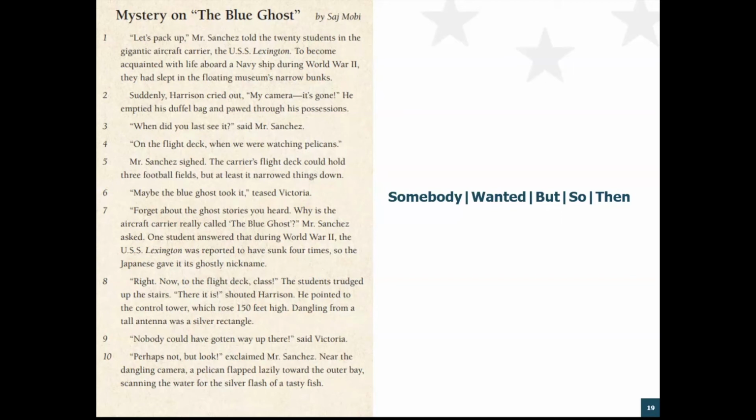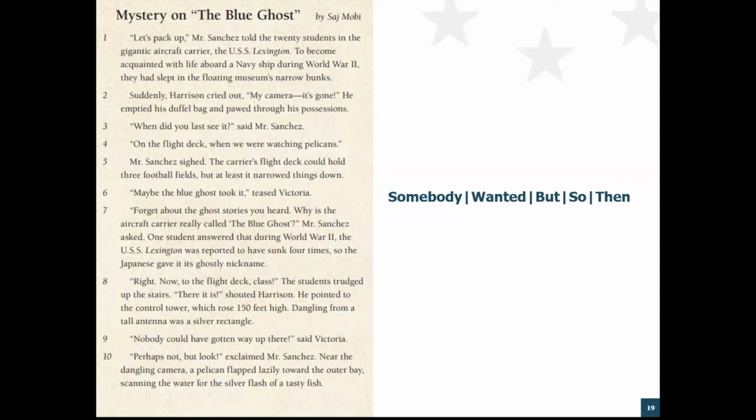Dangling from a tall antenna was a silver rectangle. "Nobody could have gotten way up there," said Victoria. "Perhaps not, but look," exclaimed Mr. Sanchez. Near the dangling camera, a pelican flapped lazily toward the outer bay, scanning the water for the silver flash of a tasty fish.